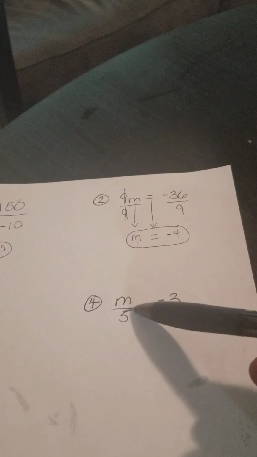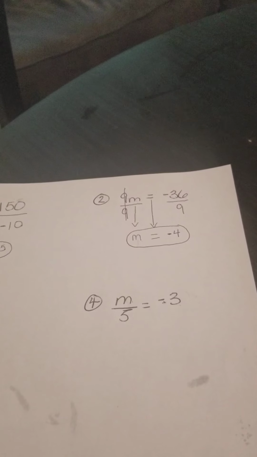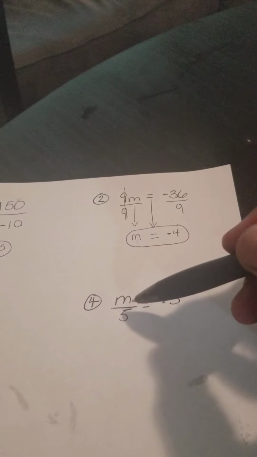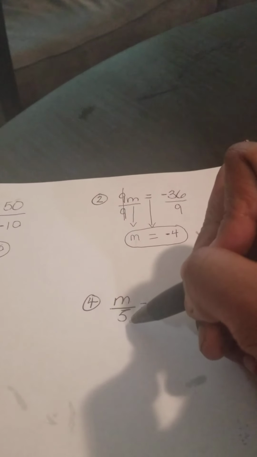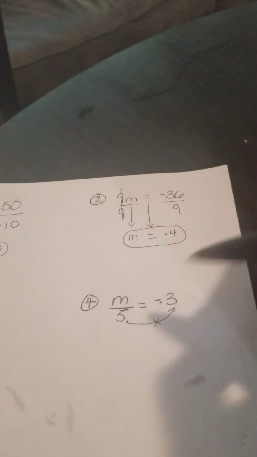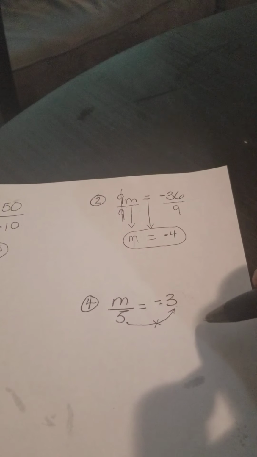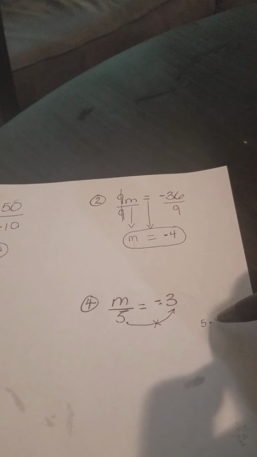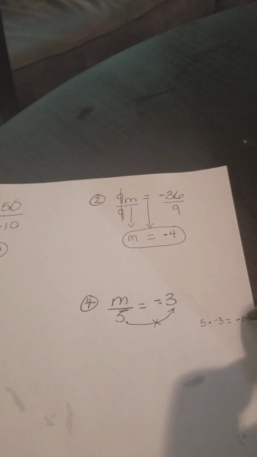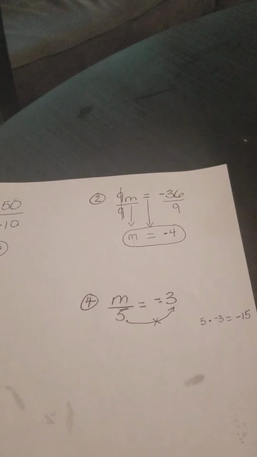So we have m divided by 5, or some number divided by 5, is going to give us -3. So when we have division, we want to multiply. So I take my number at the bottom, and I'm going to multiply it by -3. So I put on this side, 5 times -3 equals -15. Remember, because 5 times 3 is 15, and then I just put my sign there.